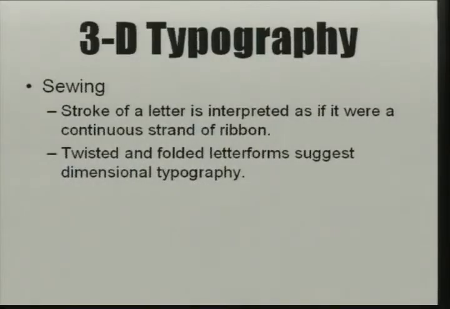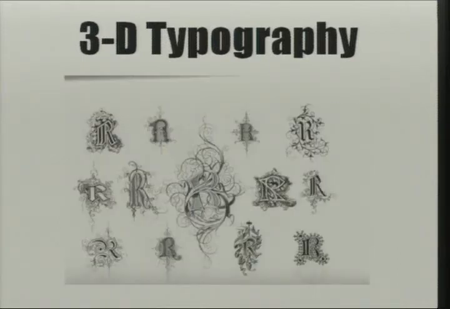So the next way a typeface is usually switched up a little bit to make it three-dimensional is a technique called sewing. The stroke of a letter is interpreted as if it were a strand of ribbon. Twisted and folded letter forms suggest dimensional typography, just the way ribbon type's texture goes. I'll show some examples here.